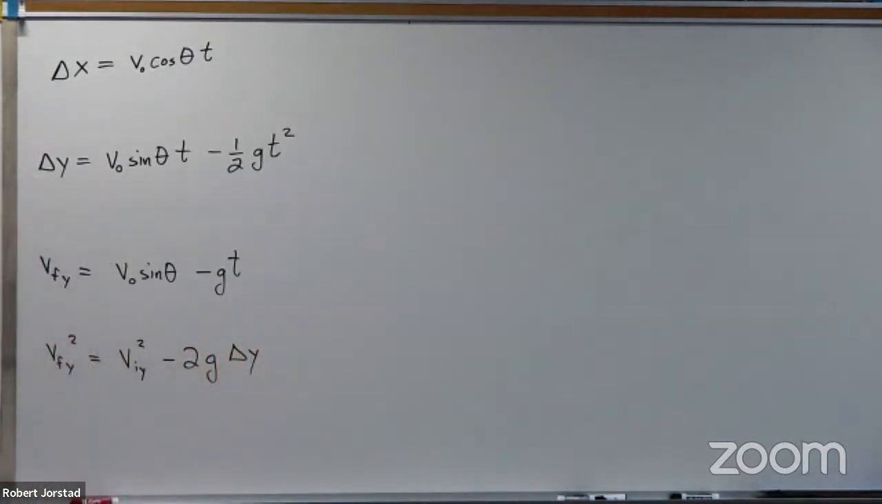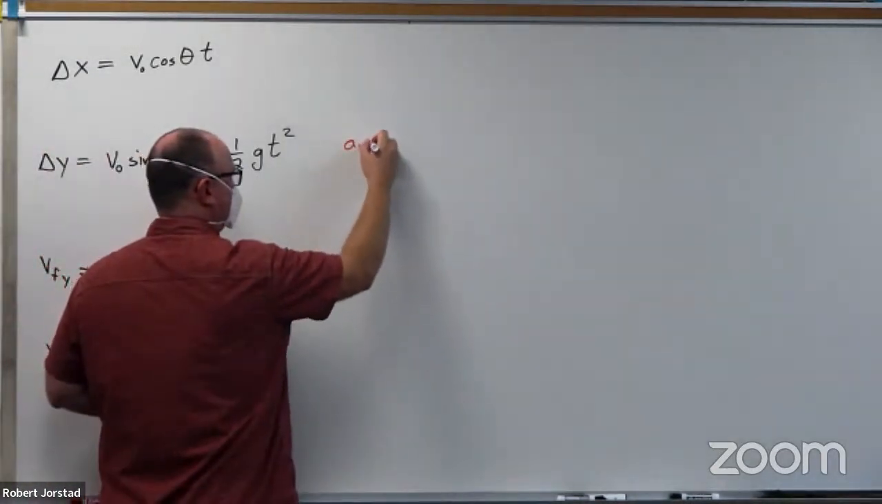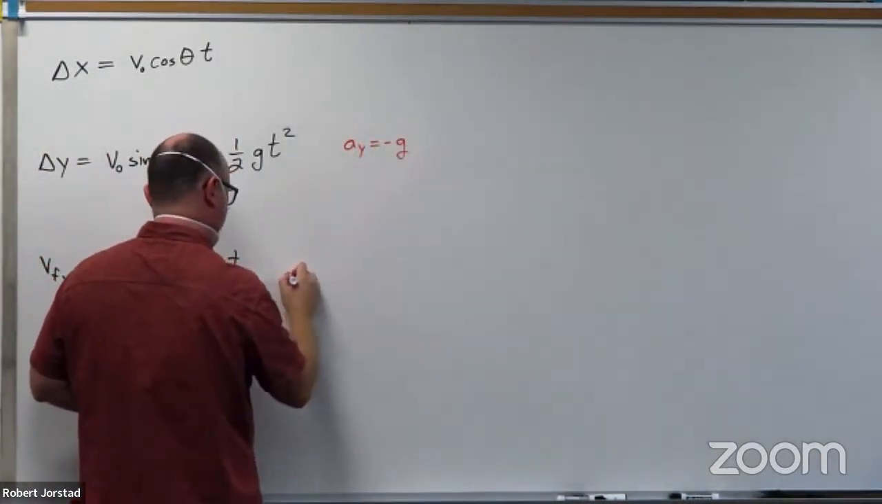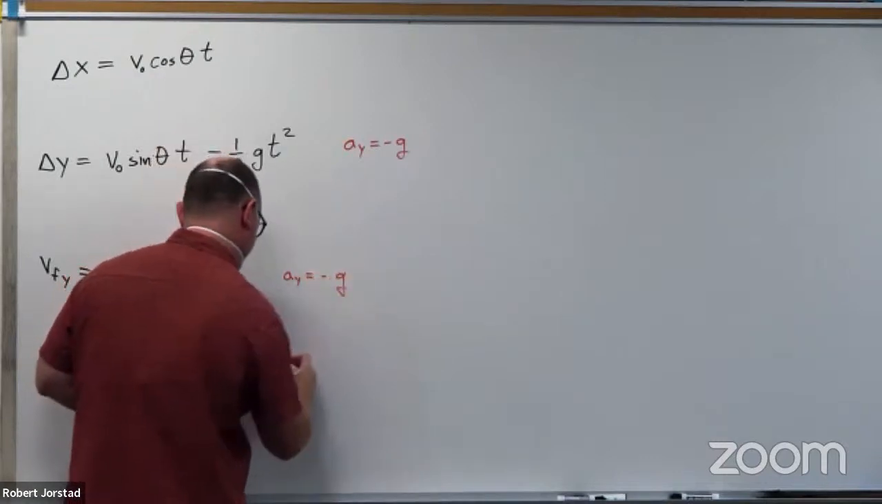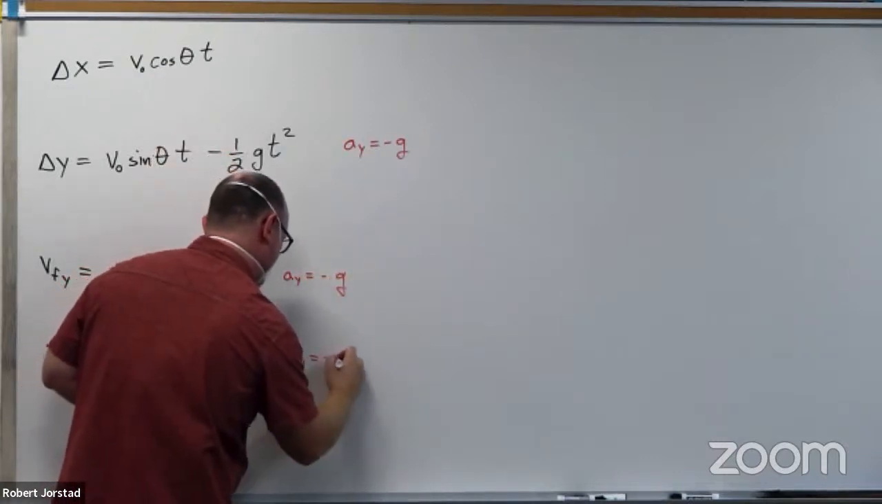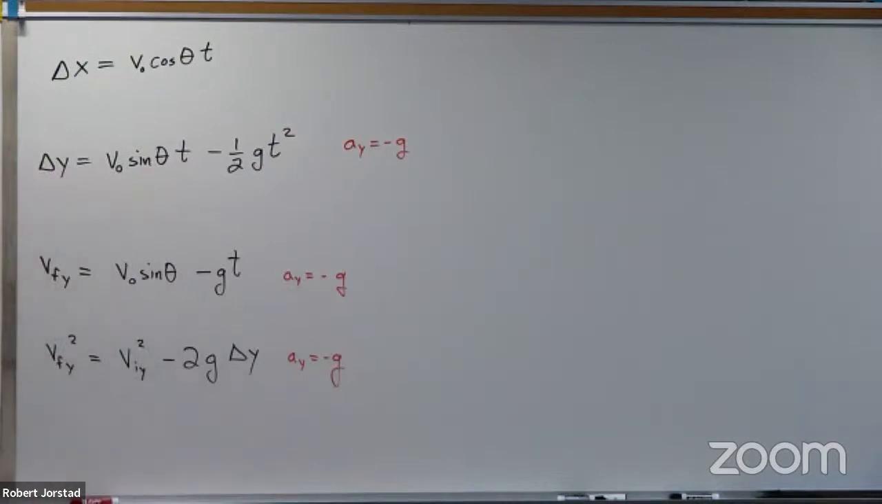I just plugged in that A_y equals negative g. I didn't plug in anything else. Maybe I'll write that, in case you're wondering where I got that from. And here, I guess I could have plugged in the V0 sine theta and stuff like that, so I apologize if I plugged in some stuff and not all of it.